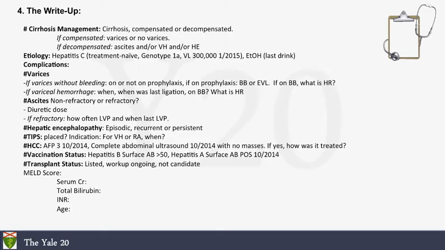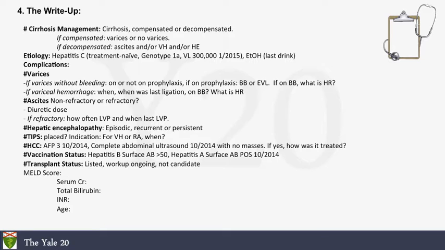Ascites, if they're non-refractory, then you can give diuretics, and they should respond to it. Tell them what dose, spironolactone and Lasix, 5:2. If they're refractory, how often do they get large volume paracentesis, and when was the last one? Hepatic encephalopathy, are they episodic, recurrent, or persistent? If they're already decompensated, are they on lactulose? If they're further decompensated, are they on lactulose and rifaximin?